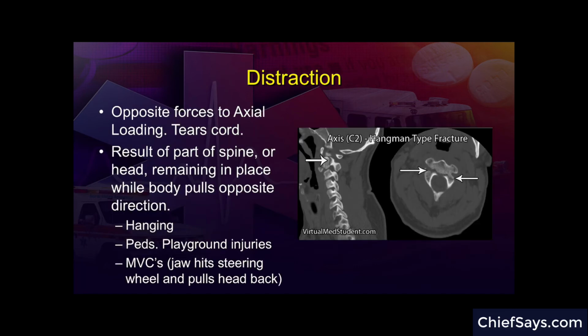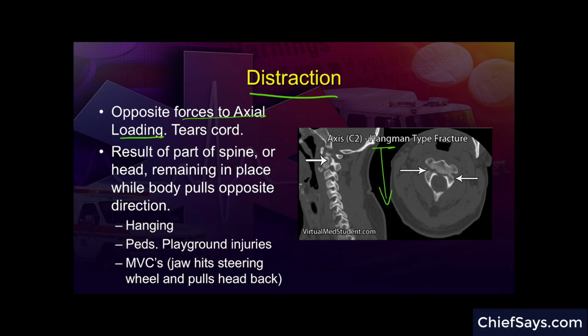All right, so a bit of a warning. We'll talk about some situations that are certainly not pleasant for anyone involved and can serve as a trigger. So when discussing a distraction injury, this is essentially the opposite of axial loading and can result in the cord being stretched so much, as the head likely stays in place and the body and body weight start pulling the spinal cord apart, resulting in a tear of the cord.